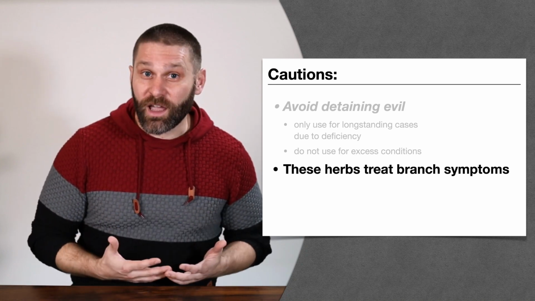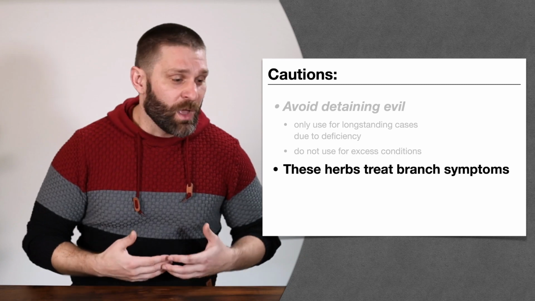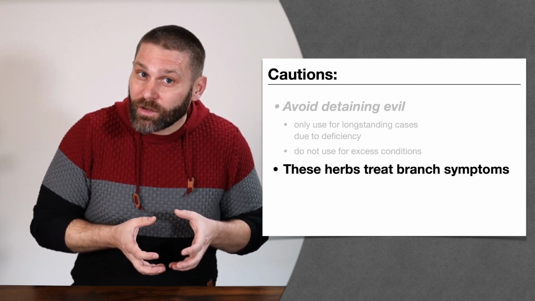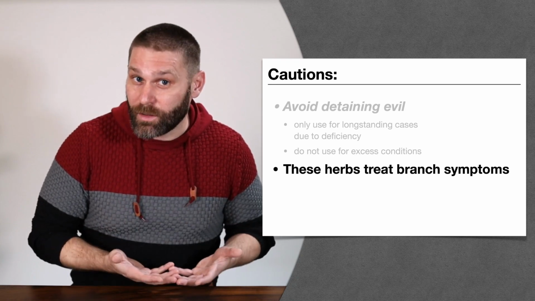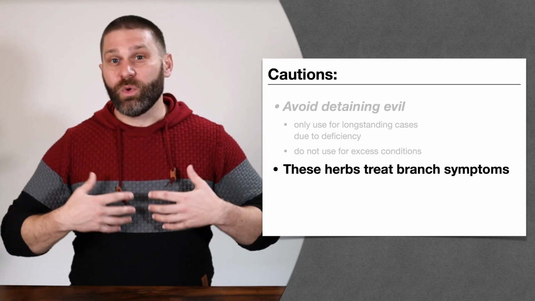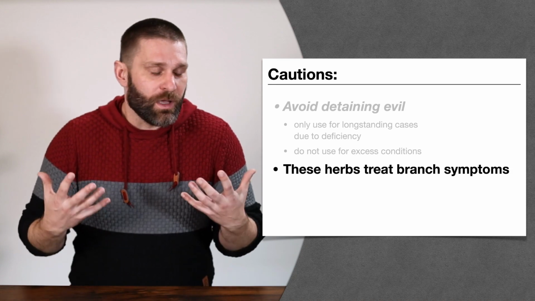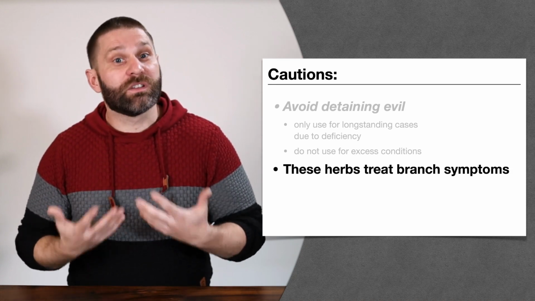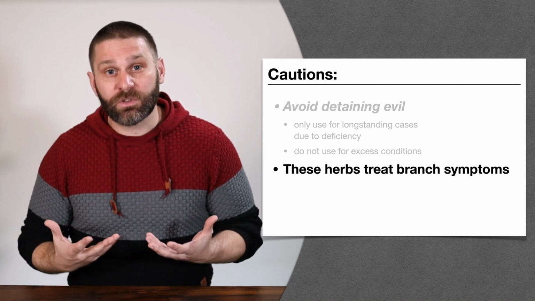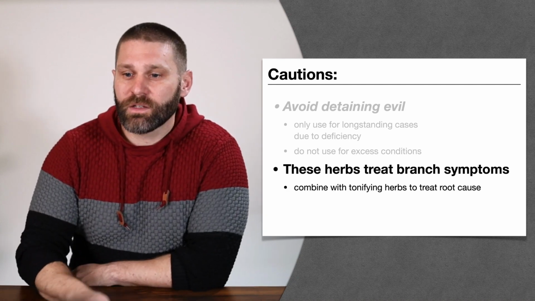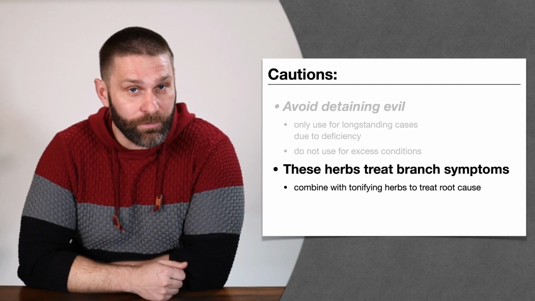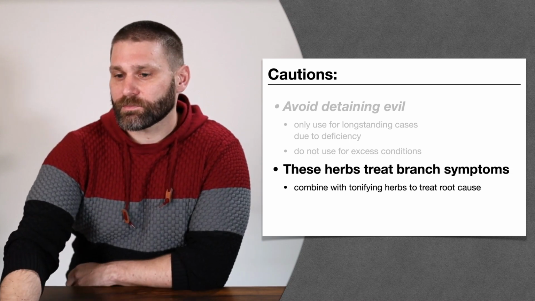Say we have chronic diarrhea due to kidney yang deficiency. We could use these herbs to astringe the large intestine and hold in the diarrhea, but we would have to combine them with herbs that tonify kidney yang. If we had cough due to lung qi deficiency, we could use sour herbs to hold the lung qi in, but we would still want to use herbs that tonify lung qi as well. So these herbs only treat the branch symptoms. We want to combine them with tonifying herbs to treat the root cause.